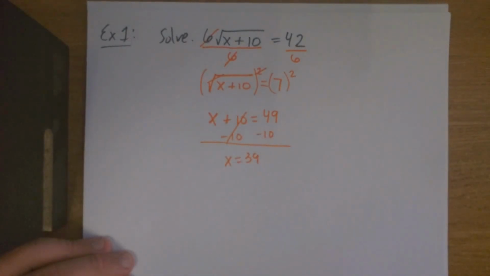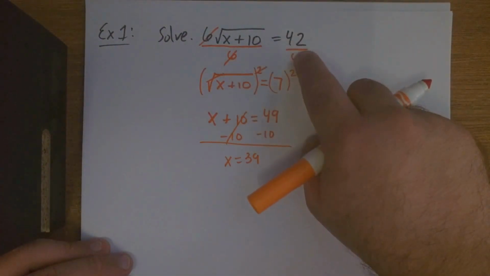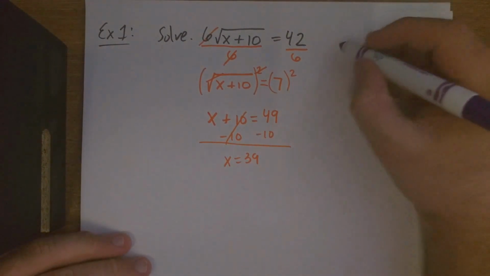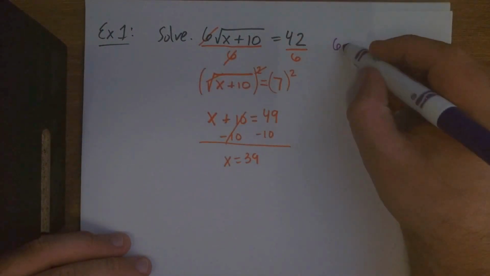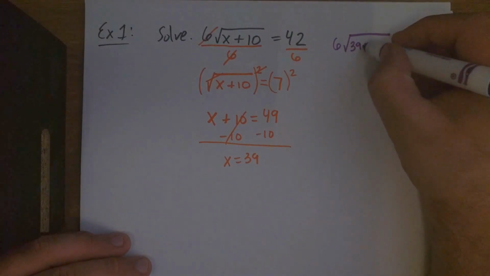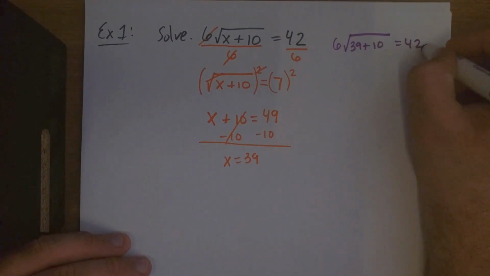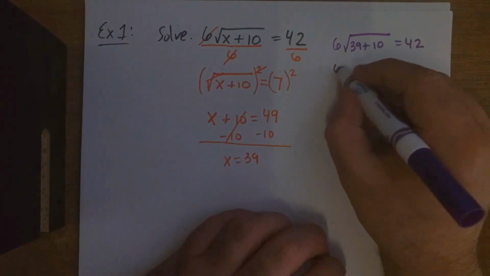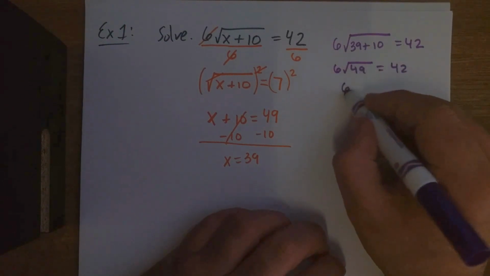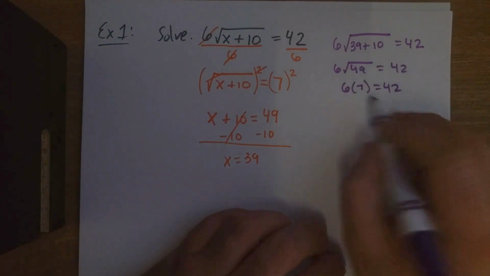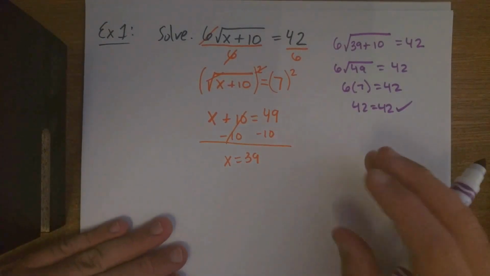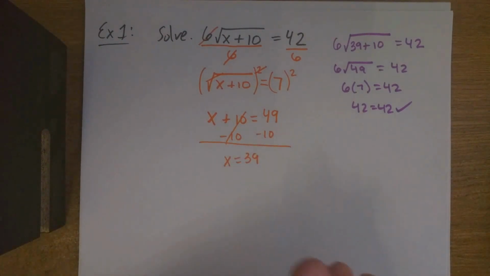Let's just go ahead and check that. Make sure that it actually balances the equation here. So let's do the check step in purple here. I have the 6, I have the square root of x plus 10, but for x, I'm checking 39. So I'm going to do 39 plus 10 equals 42. 39 plus 10 on the inside is 49. 49, the square root of that is 7. So I make that replacement. 6 times 7 is 42. And there you go.